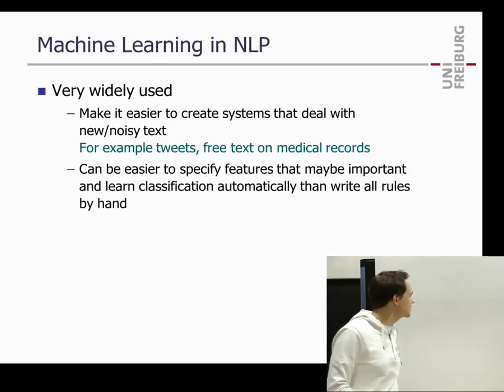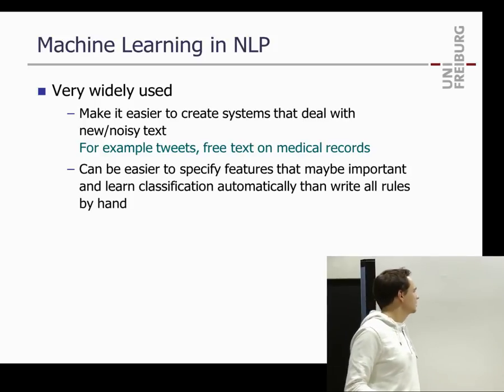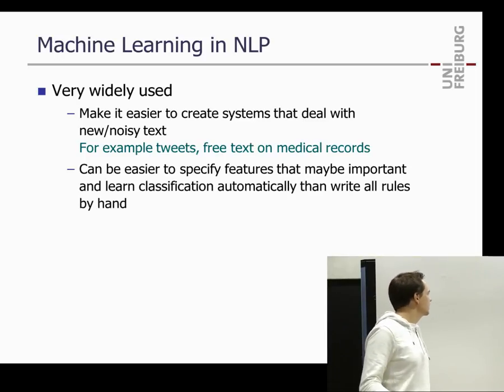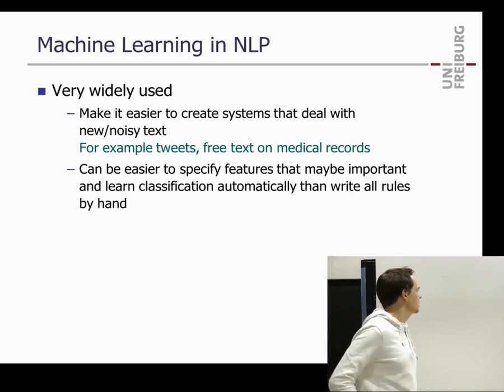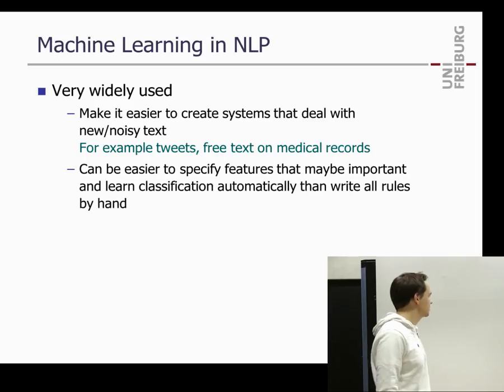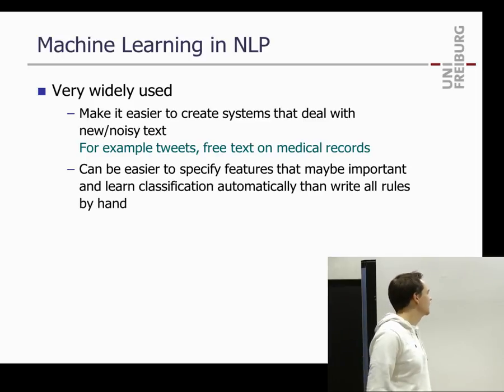Machine learning in natural language processing is fairly widely used. I think like 20, 30 years ago it was not so much used, and then it started to be used more and more. And I think there are two reasons why it's used. It makes it easier to create systems that deal with new or noisy text. One example was these tweets. I showed you a tweet. People don't write grammatically correct there all the time, or they invent new words there or whatever.